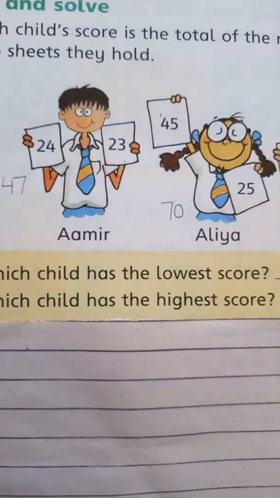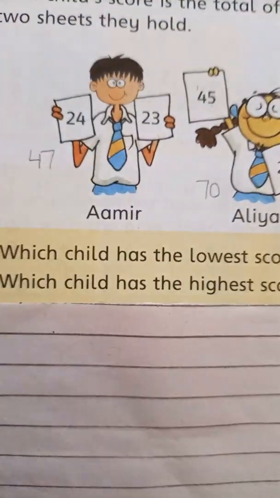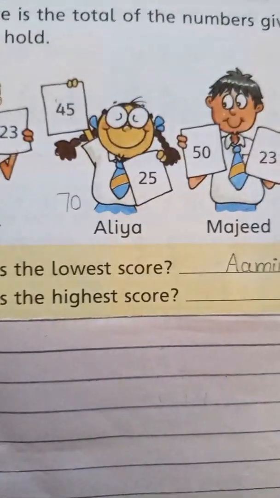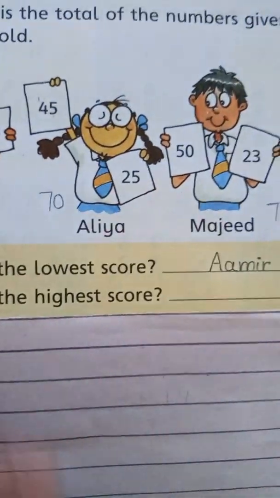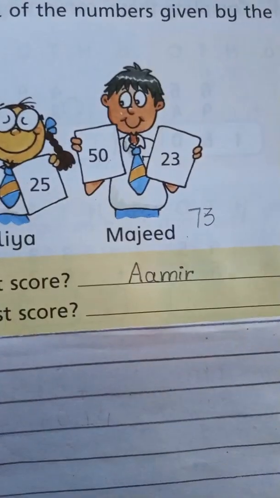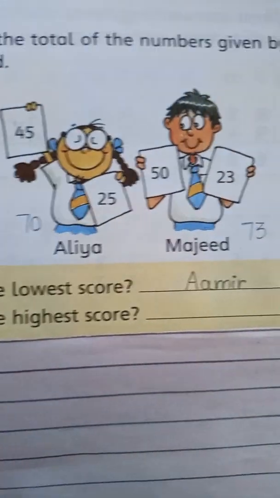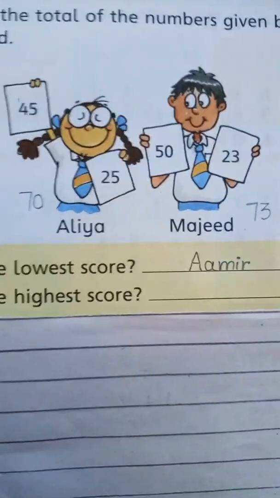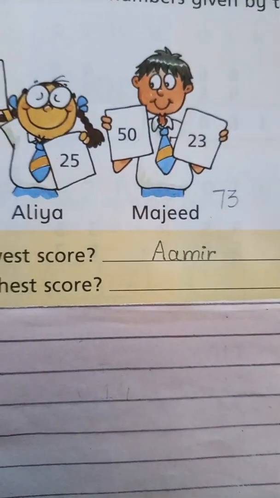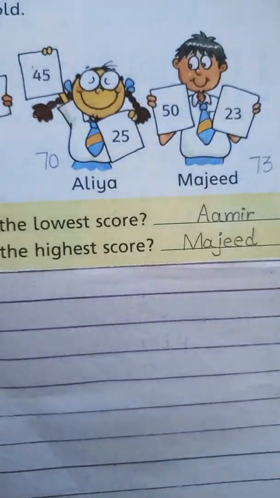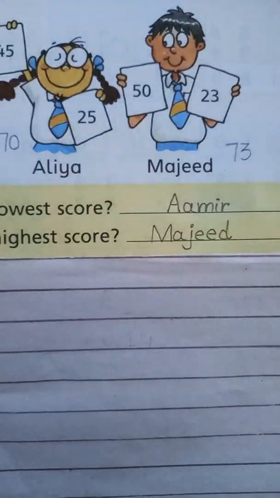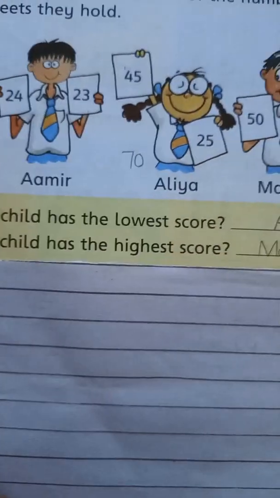Next is which child has the highest score? So students, tell me which child has the highest score. Amir has the lowest. Alia and Majid. Alia has 70 while Majid has 73. So Majid has the highest score. We will write the name of Majid in the second question. Look students, we have written the name of Majid in the highest score.